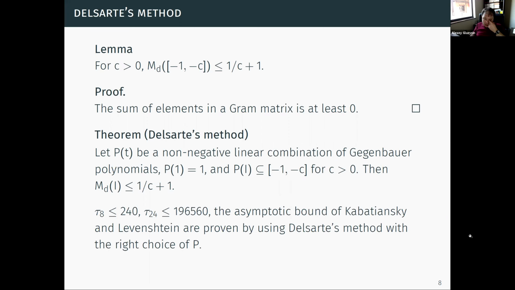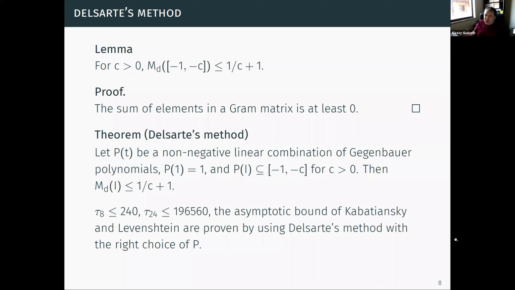Now, this is actually how all these nice results about kissing numbers are obtained. If you find a very nice polynomial, you can prove that the kissing number in dimension 8 is no greater than 240. The kissing number in dimension 24 is no greater than 196,560. And if you work in this direction and you find the really right polynomial, you can prove the asymptotic bound of Kabatiansky and Levenshtein. So this all can be done using this inequality essentially.